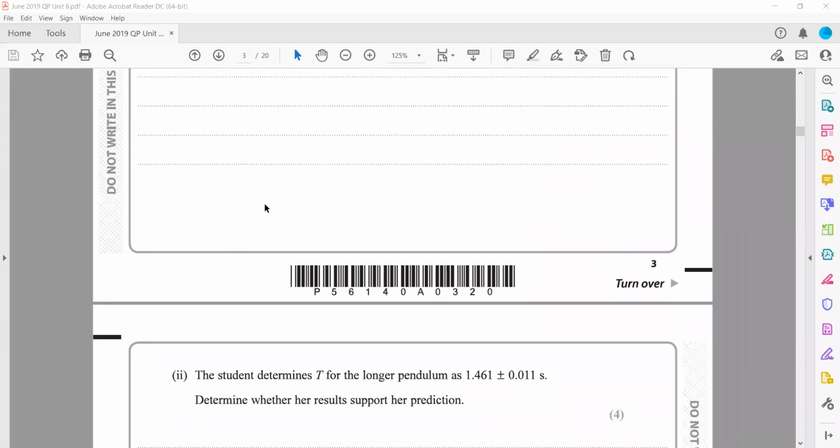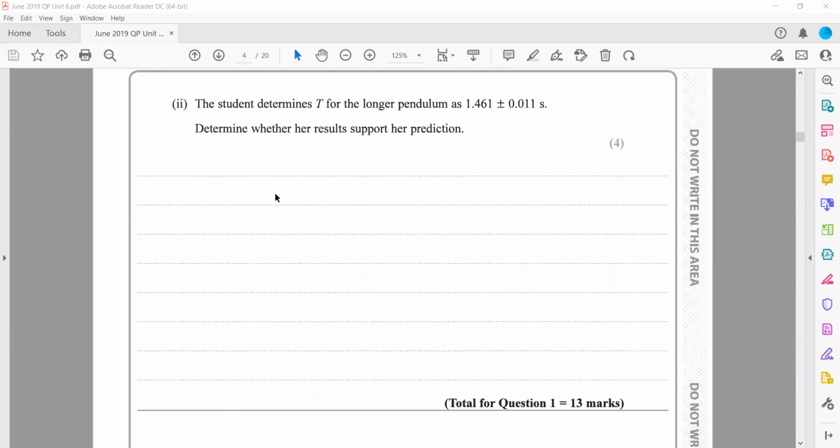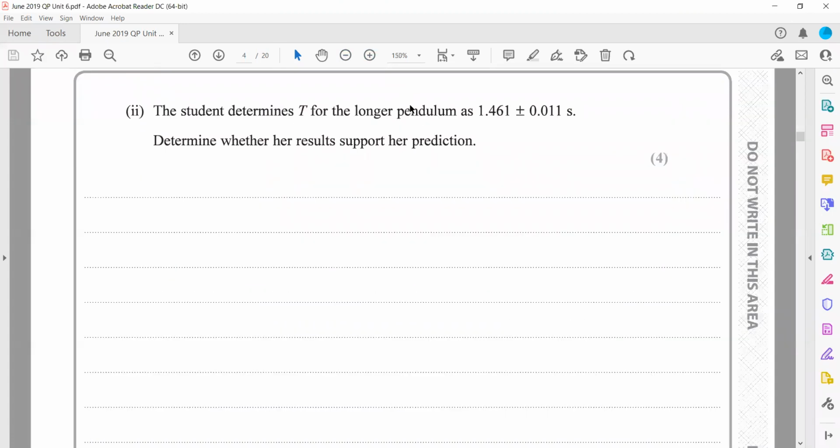Then the student determined the time period for a longer pendulum, and that is 1.461 plus or minus 0.011 second. Determine whether the result supports her prediction. So she got this result, and whether the results support this prediction, this is the time period for the second pendulum, which is the length doubled.